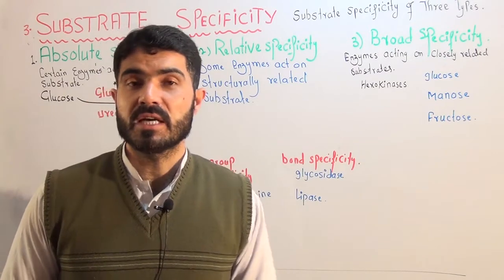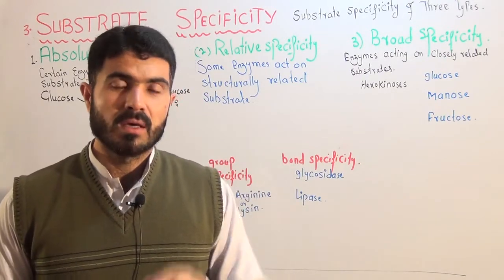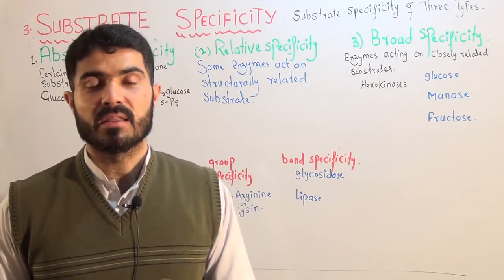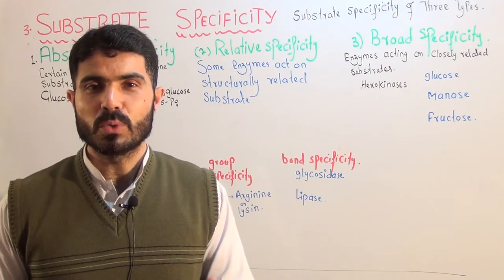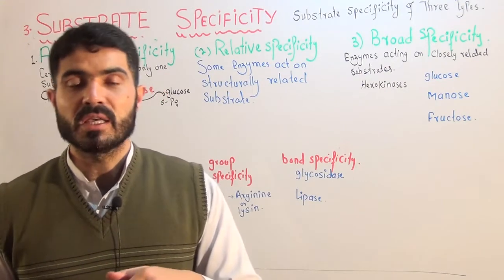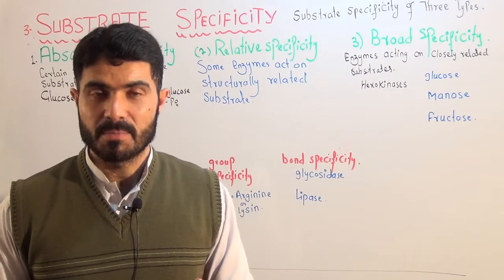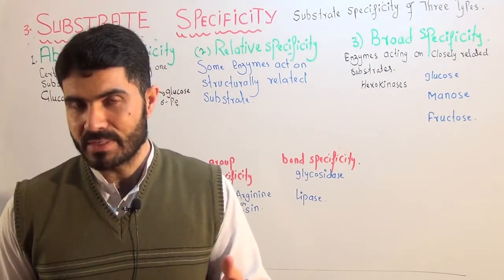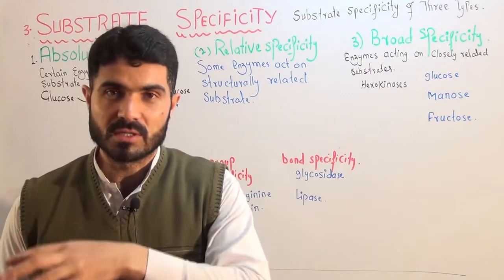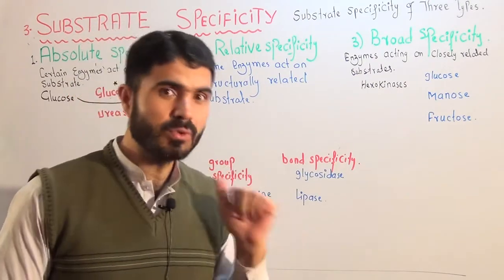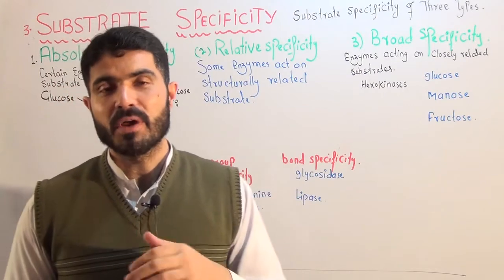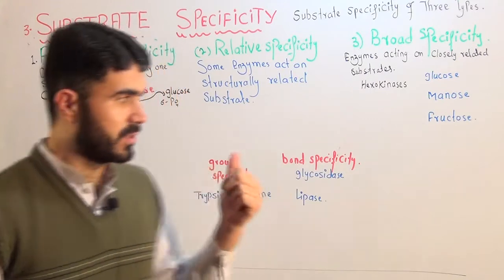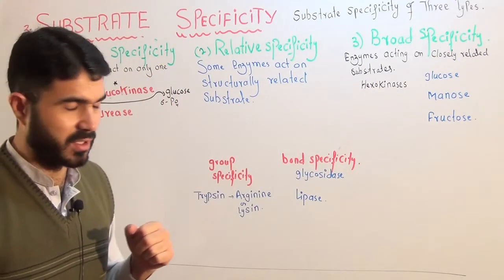We have discussed three types of enzyme specificity. The first two types, the stereospecificity and the reaction specificity, were discussed in my previous video. If you have not gone through that video, I would like to request you to please go and watch that video first and then come to this video. Otherwise, if you have already watched that video lecture, then you are welcome to this second part of the enzyme specificity.